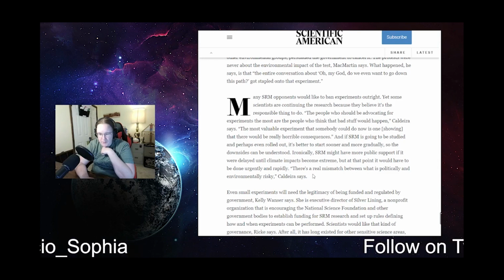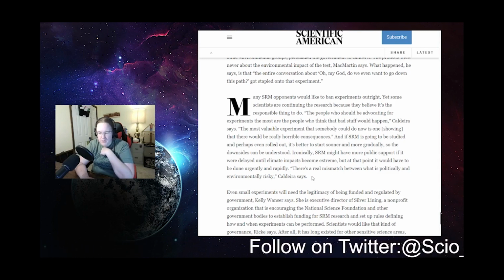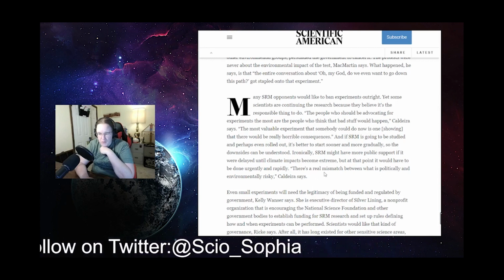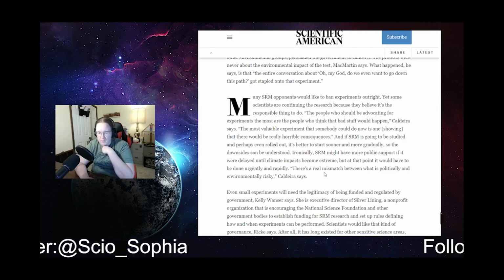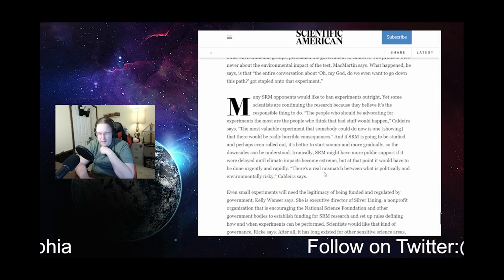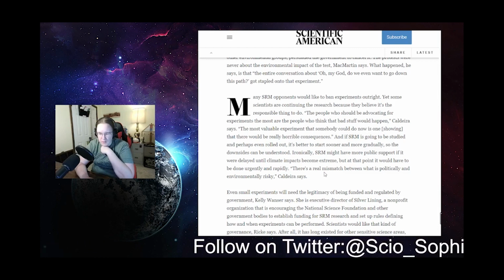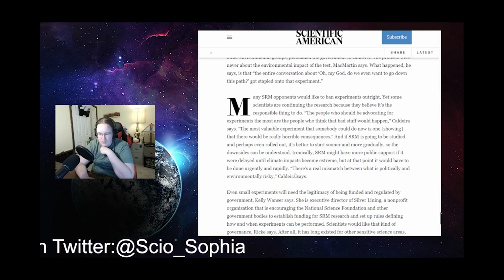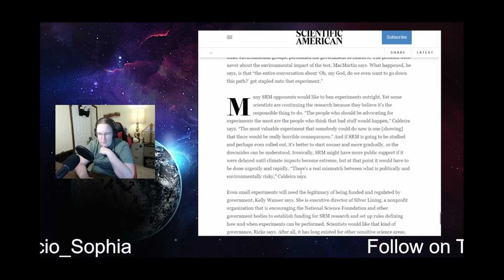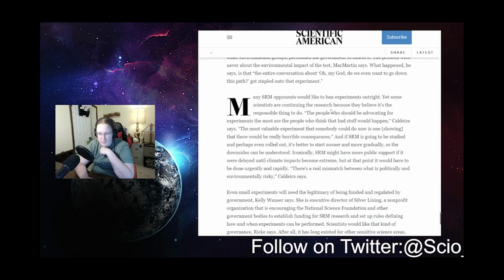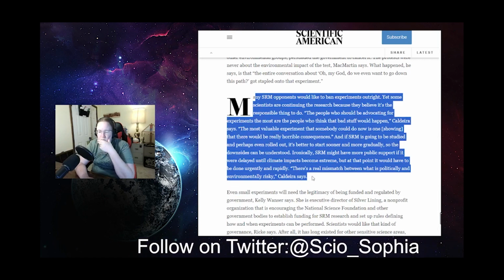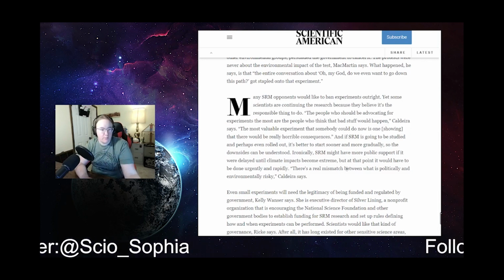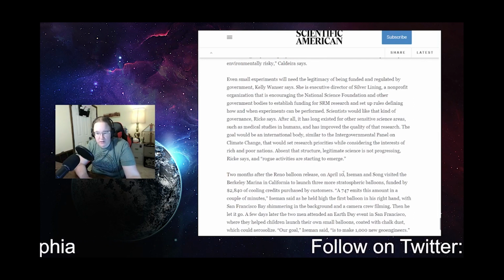And if SRM is going to be studied and perhaps even rolled out, it's better to start sooner and more gradually, so the downsides can be understood. Ironically, SRM might have more public support if it were delayed until climate impacts become extreme. But at that point, it would have to be done urgently and rapidly. There's a real mismatch between what's politically and environmentally risky. So I don't like that immediate kind of thing, because it points to manipulating people, which I'm just generally not for.